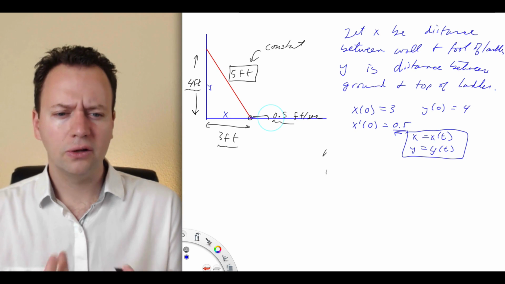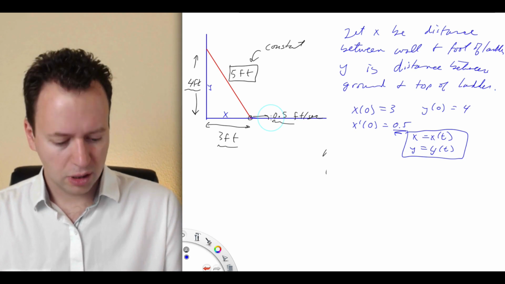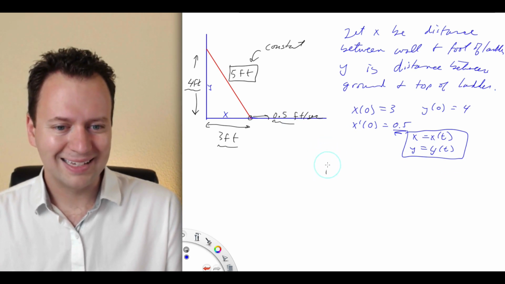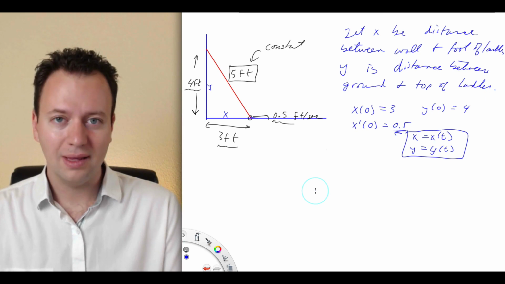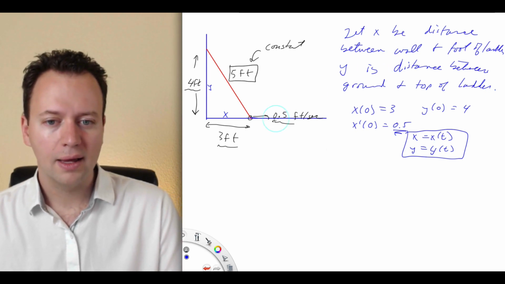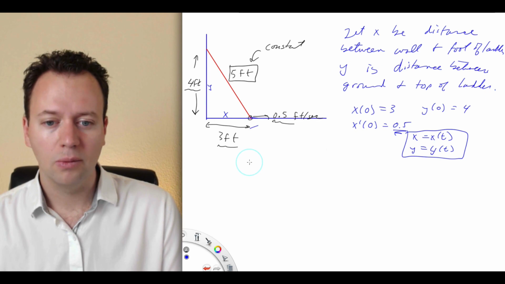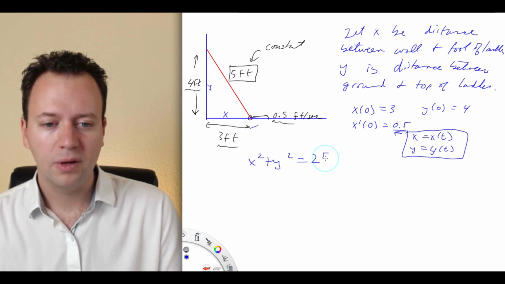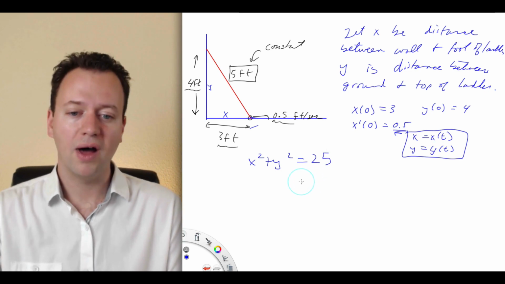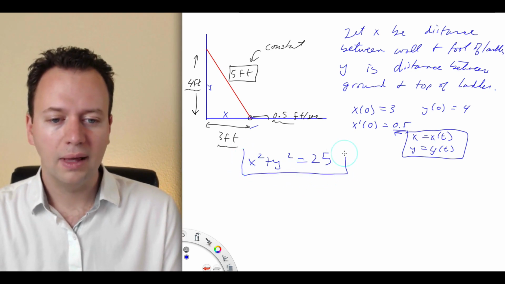Okay, so now what's the constraint equation? What equation relates the different dependent variables x and y? Well, that's just going to be from Pythagorean's theorem. We know that at all moments, x squared plus y squared is going to have to be the length of the ladder squared, which is 25. So this has to hold at all moments in time.